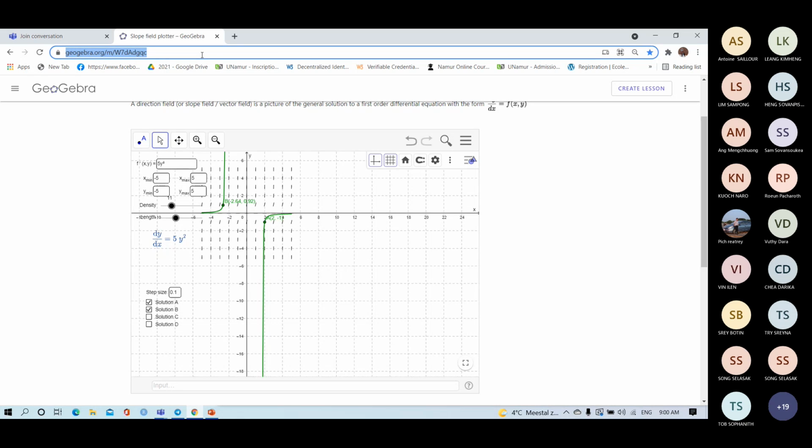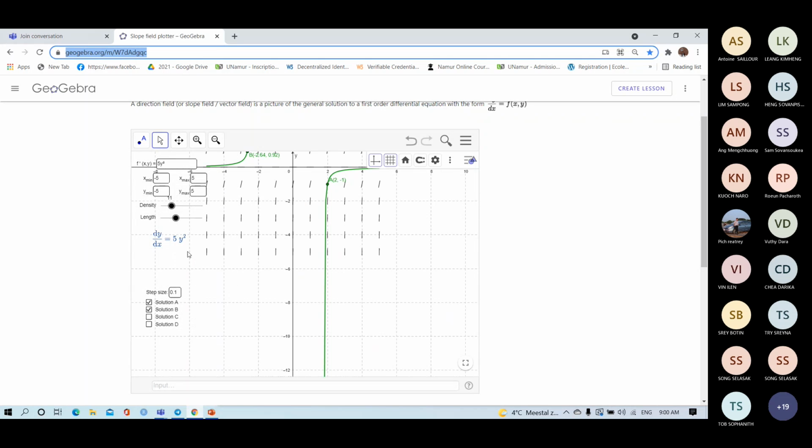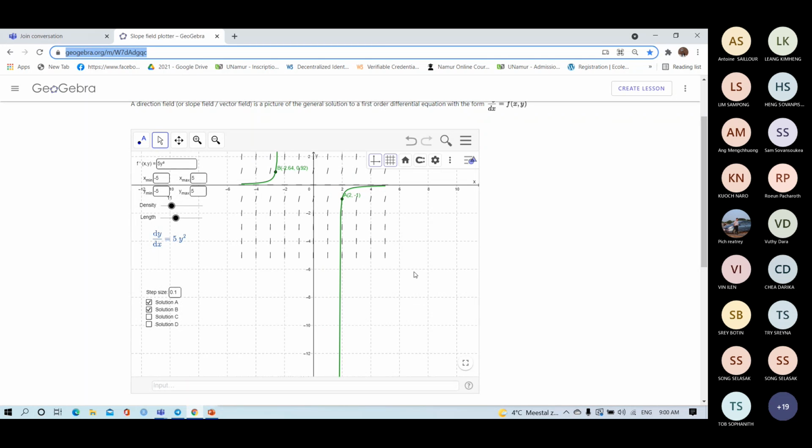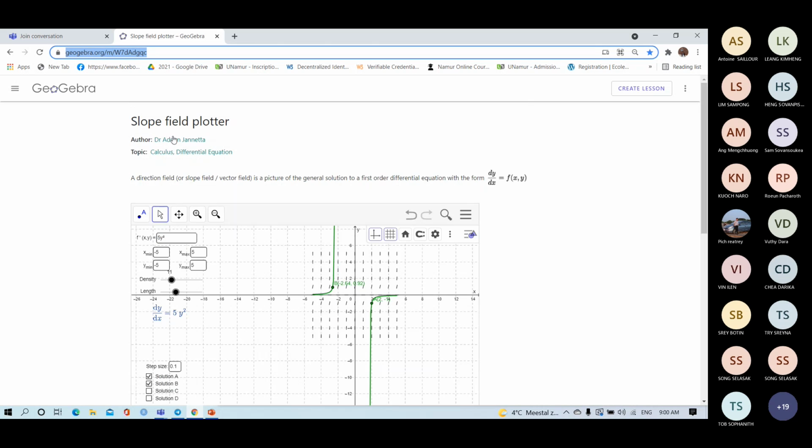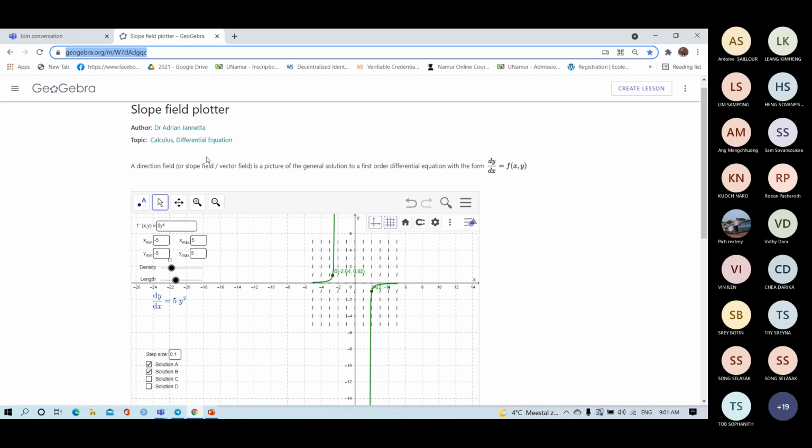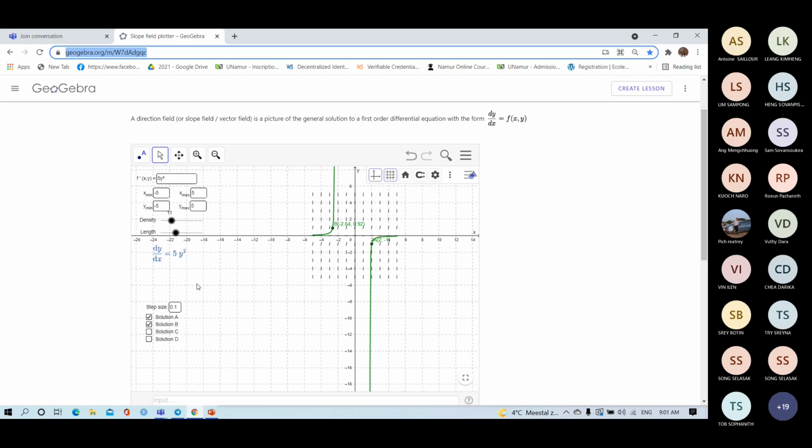Because we have one organization, GeoGebra. GeoGebra is a way to plot something. And I picked one lesson by Dr. Arian Janet, a tutorial about the slope field plotter. The topic they discuss is calculus. So I just use this one to pick up the equation and put it in to see the slope field.